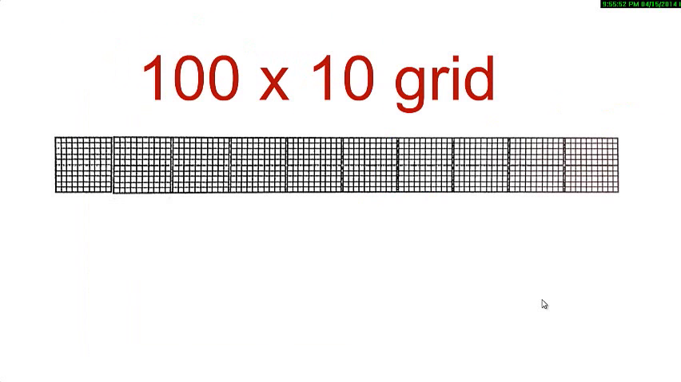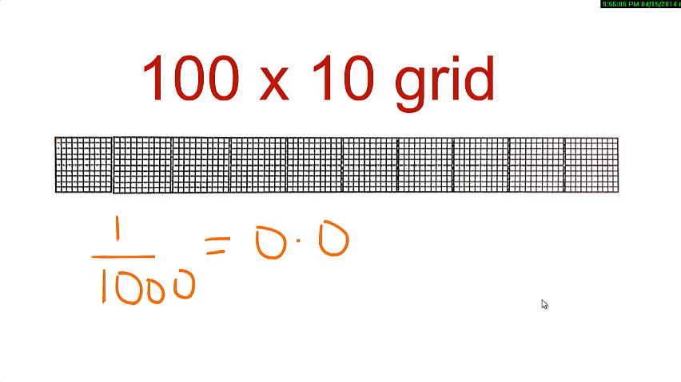This is a 100 by 10 grid. It has 1000 small squares. If I shade one square, it represents 1 by 1000 or 0.001. There are 3 zeros in the denominator. Therefore, there must be 3 digits after the decimal point.